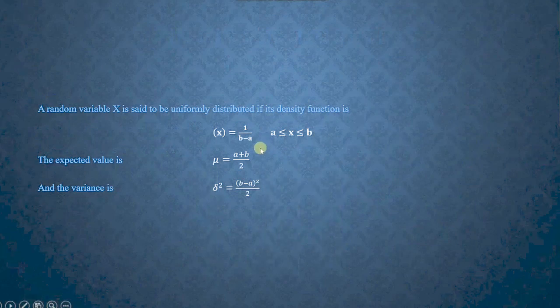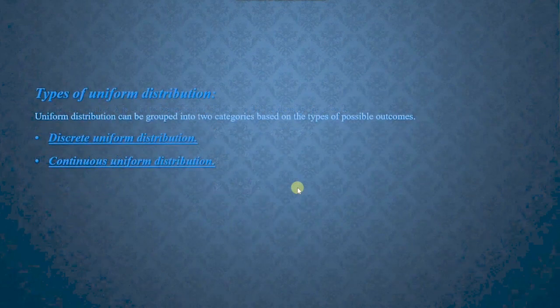These are some formulas of the density function, variance and mean of uniform distribution. Uniform distribution can be grouped into two categories based on the type of possible outcomes: discrete uniform distribution and continuous uniform distribution.